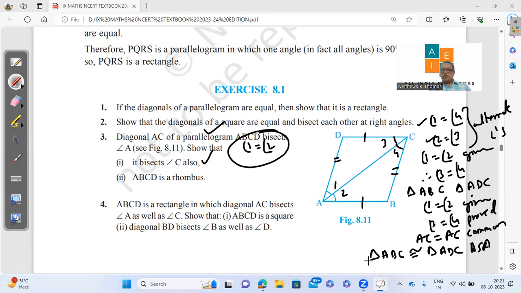And if the triangles are congruent, therefore I can say AB equals AD by CPCT. And we know that in a parallelogram, if adjacent sides are equal, all sides are equal. So therefore, we can say ABCD is a rhombus. So that's the answer to question number 3.